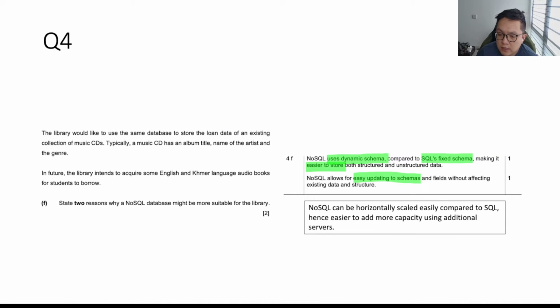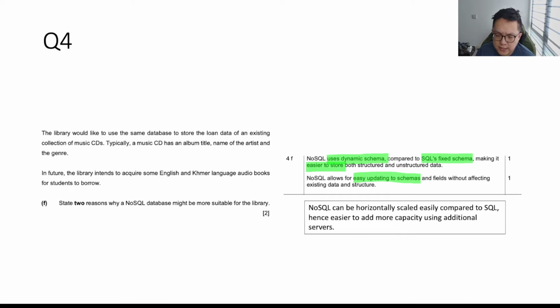Then this one, state 2 reasons why a NoSQL database might be more suitable for the library. Some of you were very specific, saying you must have genre, so NoSQL is easy to create another column. But if we simplify it, the keyword here is dynamic schema versus fixed schema. If you do a fixed schema, you need to make sure that all your data follow the same structure. All your cells must be full, or you must put a null entry inside. But for NoSQL, you don't have to do that, and you can also easily update your schema along the way.